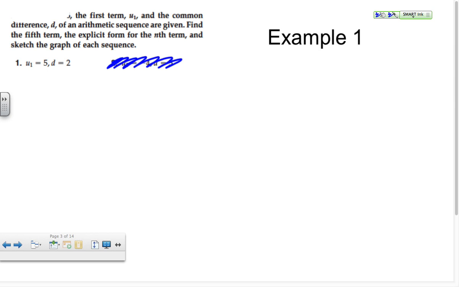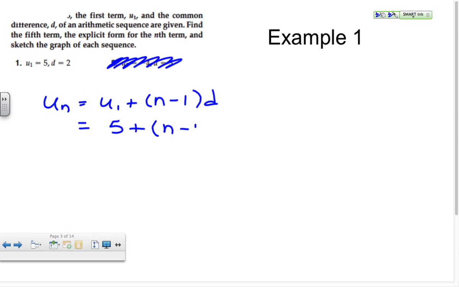So let's find the formula first. u_n is u_1 plus n minus 1 times d. Simply, it's been given to us. u_1 is 5. N will never be given to us because that's the number that we're going to use. We're looking for specific terms. D is given to us as 2. Now you should know how to simplify this. I would certainly hope by now in pre-calculus. 2n minus 2, and I end up with 2n plus 3.